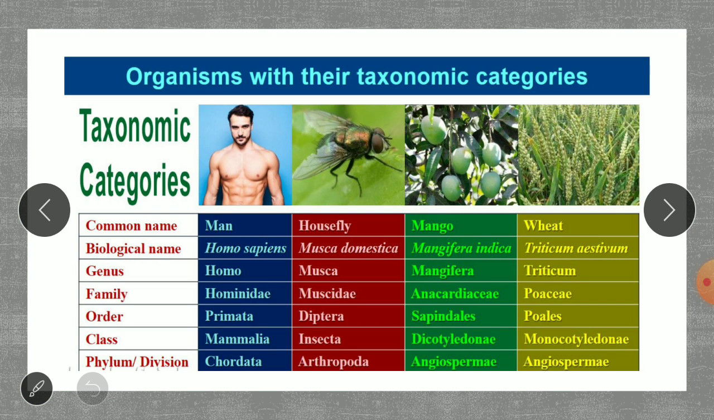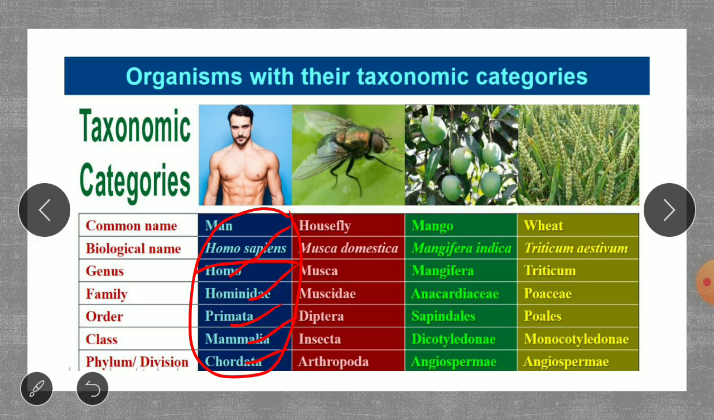Let us take some more examples. Here let us take the example of human beings first. Human beings belong to the species Sapiens, genus Homo, family Hominidae, order Primata, class Mammalia, phylum Chordata, and kingdom Animalia, you know that. So this is going to be the taxonomic category of the human being with the biological name Homo sapiens, or the scientific name, the binomial name.